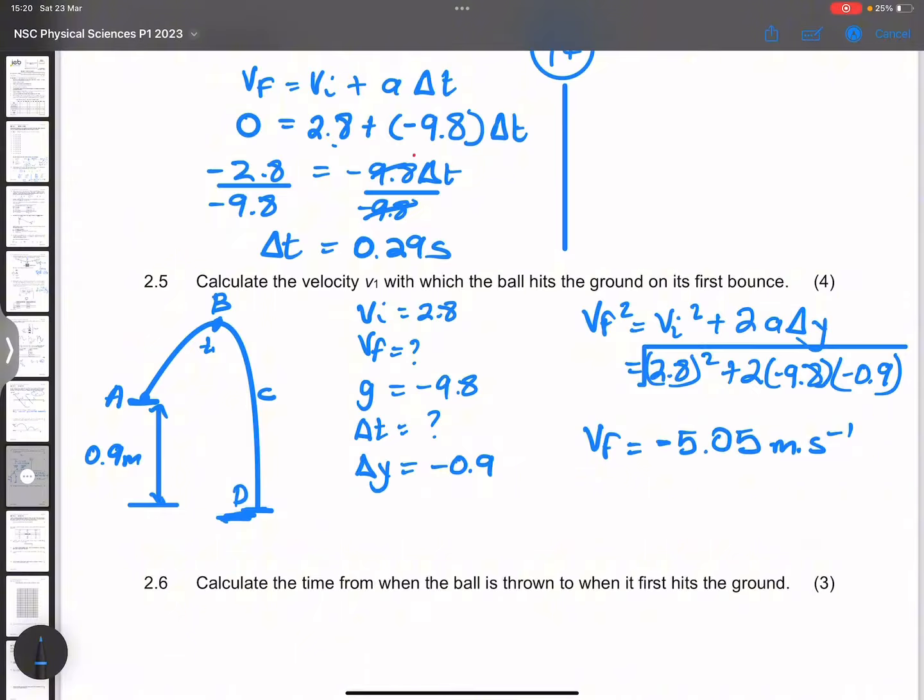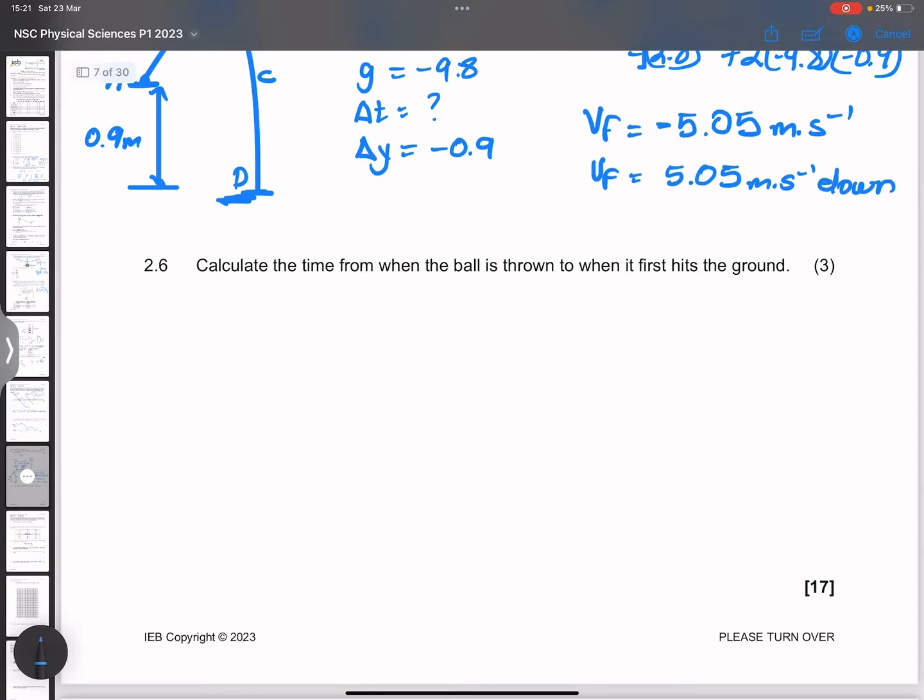Remember, when you take the square root, you always say plus or minus. So it's important for us to have that sign. So what is it telling us? It's telling us that the velocity when it gets to the ground is 5.05 meters per second. But please remember, this is downwards. Okay, right, now they say to us on the next one, calculate the time from when the ball is thrown to when it first hits the ground. So the time associated with this guy here, right?